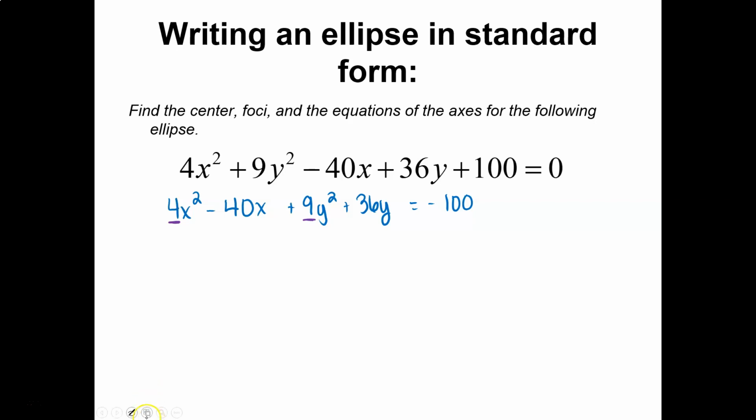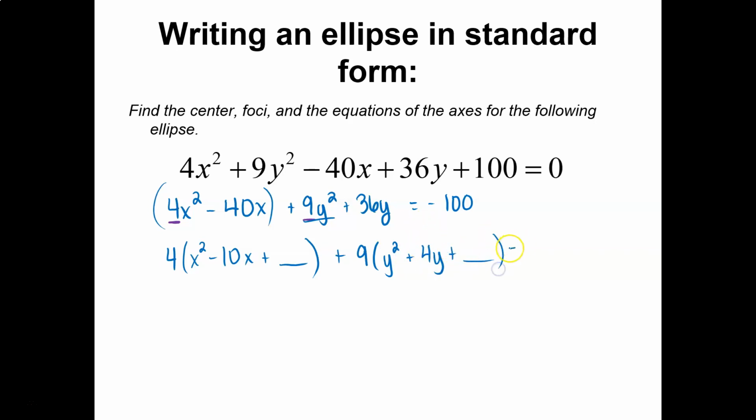So what we're going to do is something a little bit different here. We're going to factor out a 4. We're going to take a 4 out of just these first two terms right here. So we'll have x squared minus 10x, and now I'm going to put a plus blank right here. You have to factor that 4 out of both of your x terms. Then we're going to do the same thing over here with this 9. So I'm going to factor out a 9 here. So I'll get y squared plus 4y plus blank. And I need -100 plus blank plus blank.